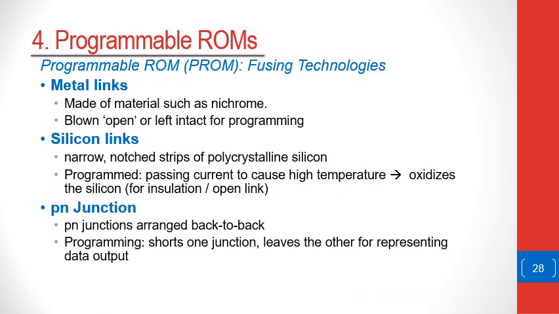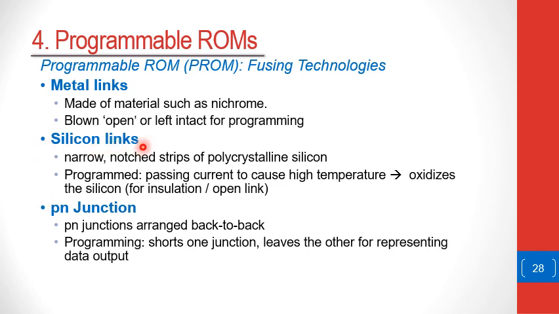There are 3 types of fusing technologies that can be used in programmable ROMs. It can either be metal links, silicon links, or a PN junction. Metal links are made of material such as nichrome, which is an alloy of nickel and chrome, and these metal links are blown open or left intact during the programming phase. In order for a particular link to be blown open or left intact, it has to first be selected by the address.